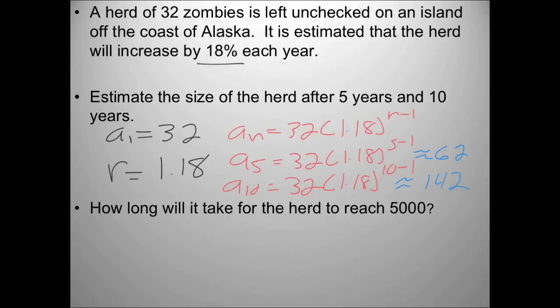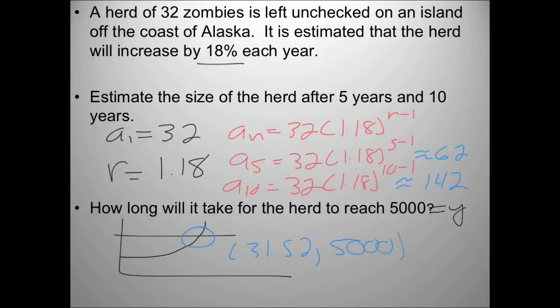Alright, now for our next question. How long will it take for the herd to reach 5,000? The way we're going to answer this question is by graphing. So we're going to graph our exponential growth function, which will look something like this, and we graph the equation of 5,000 is equal to y, and then we're going to try and find the point where the two intersect. And that ends up being the point 31.52, 5,000. And what that means is that it's going to take approximately 31 and a half years for our herd to reach 5,000 zombies.